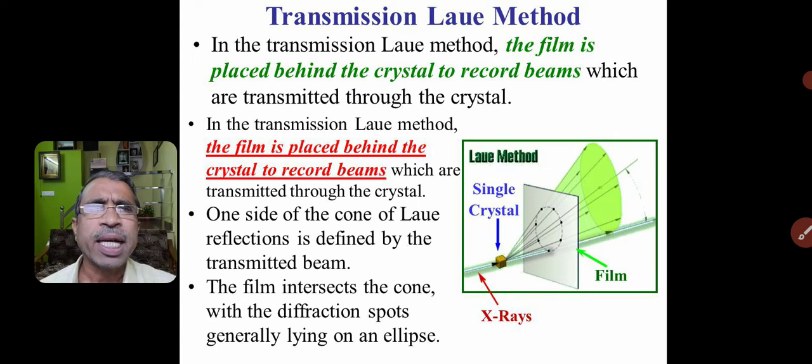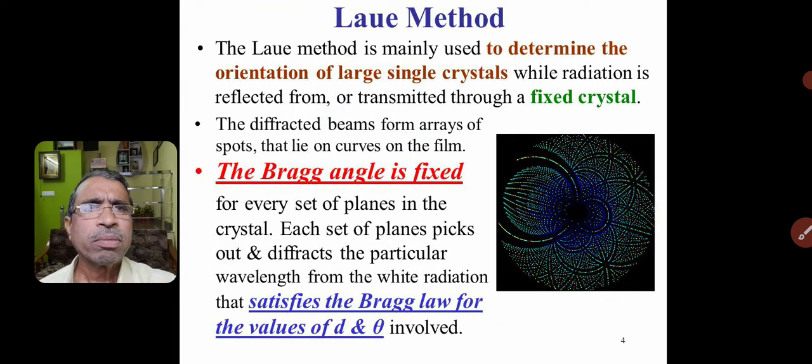There it says, in the transmission Laue method, the film is placed behind the crystal to record beams which are transmitted through the crystal. One side of the cone of Laue reflection is defined by the transmitted beam. The film intersects the cone with the diffraction spots generally lying on an ellipse. The same thing I have explained here about this method.